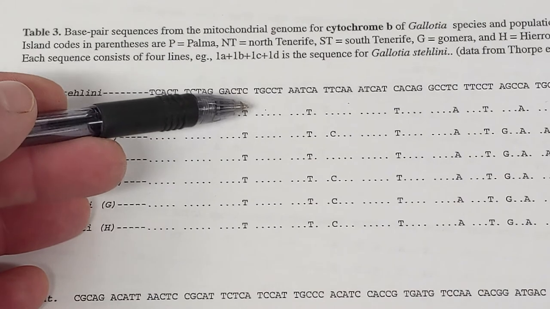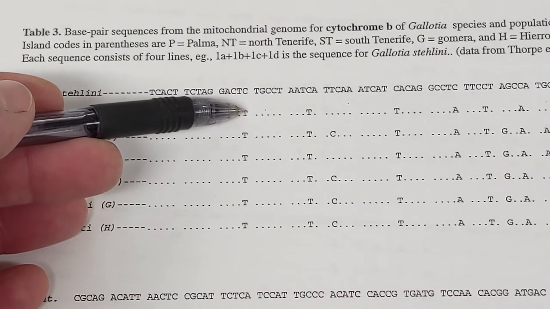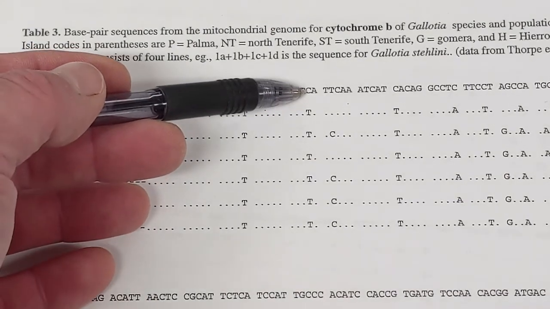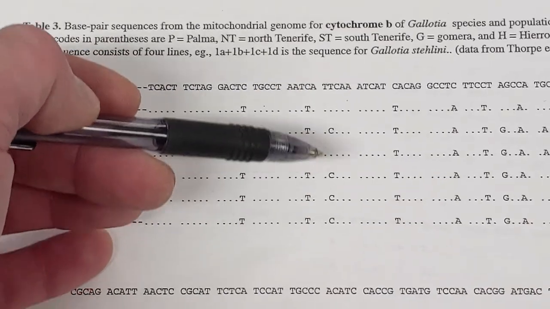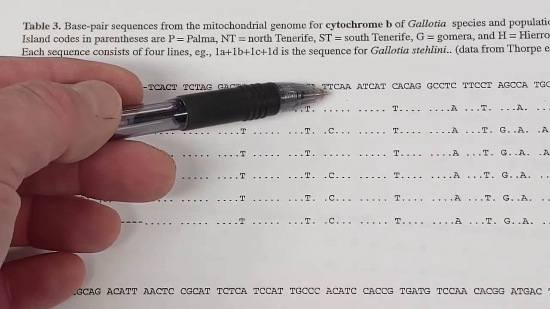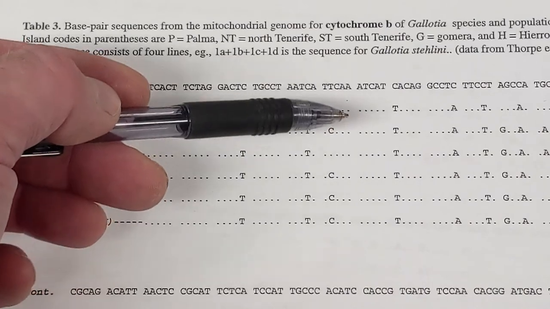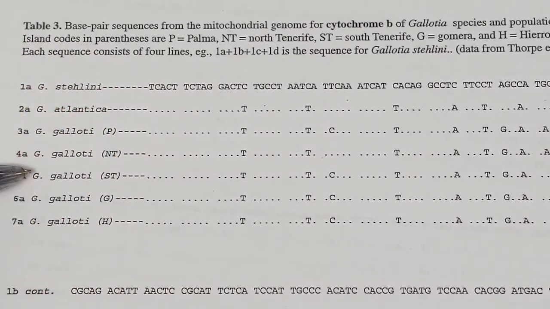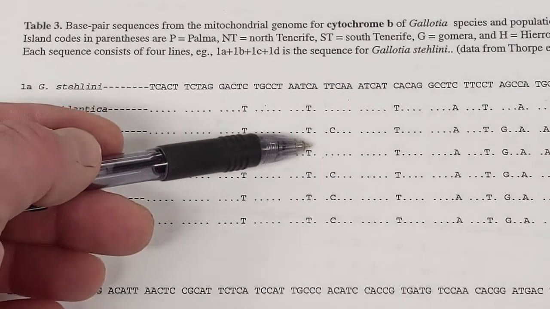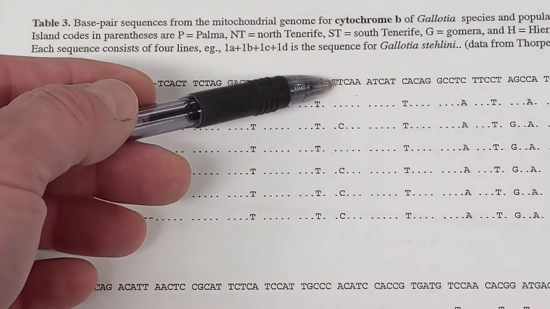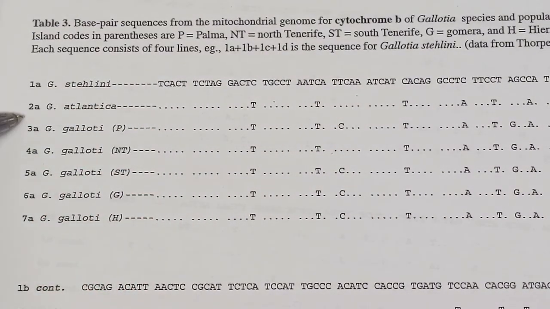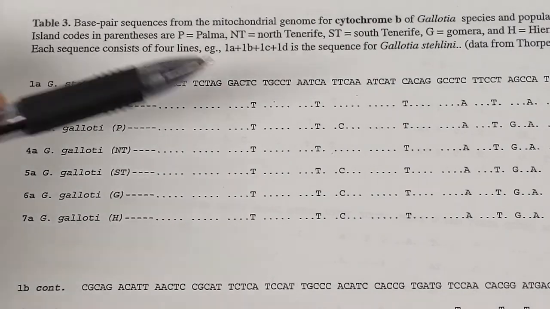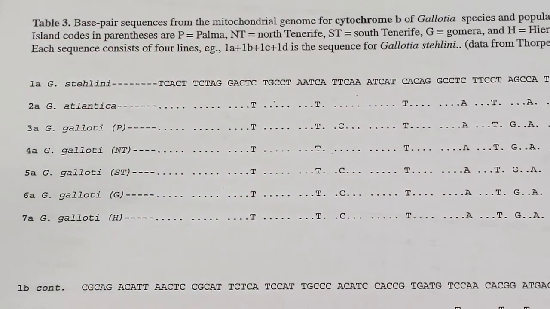Instead of cytosine, they now have thymine. What this means here is that cytosine has also been replaced with thymine. And what's interesting about this one is thymine's been replaced with cytosine in this lizard, and this lizard, but not this one. So Galotia galloti of North Tenerife is more similar in this region to the ancestral Stellini. We can go on and check each one, and we can do it like this.